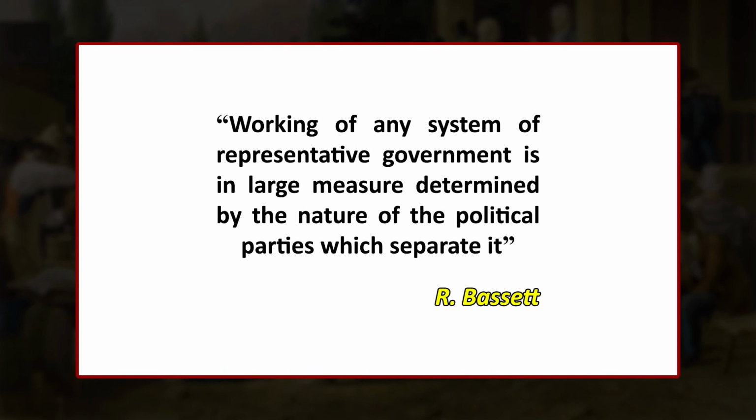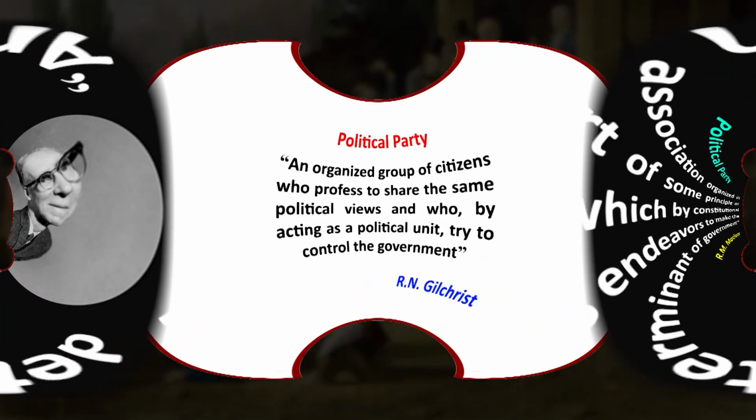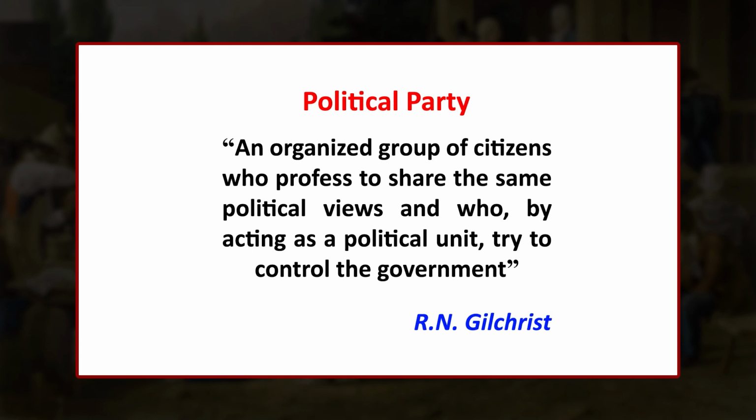According to R. Bassett, the working of any system of representative government is in large measure determined by the nature of the political parties which operate it. There are other eminent scholars who have said more or less the same thing in their own words. For example, R. M. MacIver defined a party as an association organized in support of some principle or policy which by constitutional means endeavors to make the determinant of government. And R. N. Gilchrist had written that a political party may be defined as an organized group of citizens who profess to share the same political views and who by acting as a political unit try to control the government.